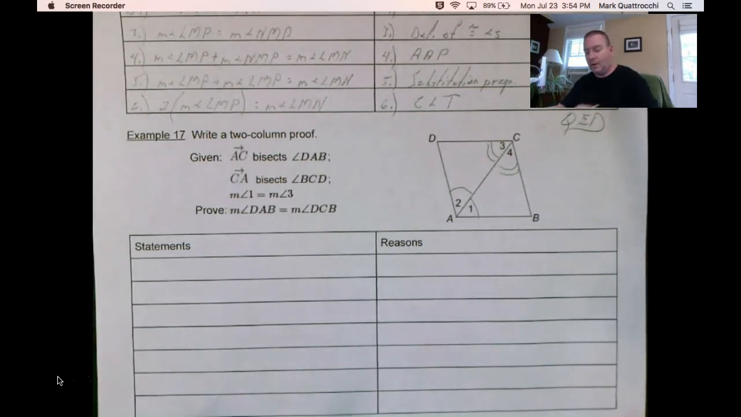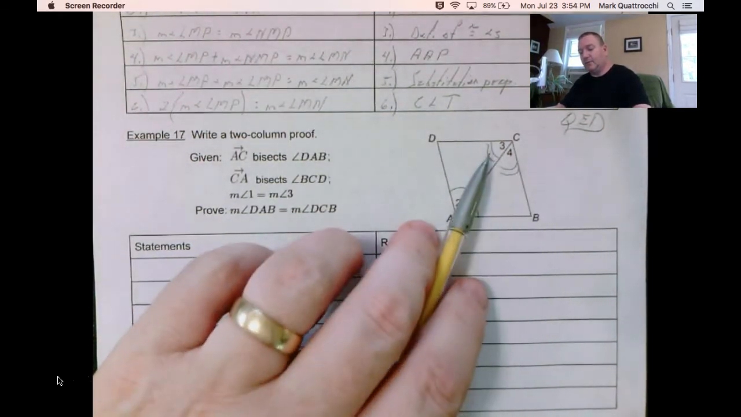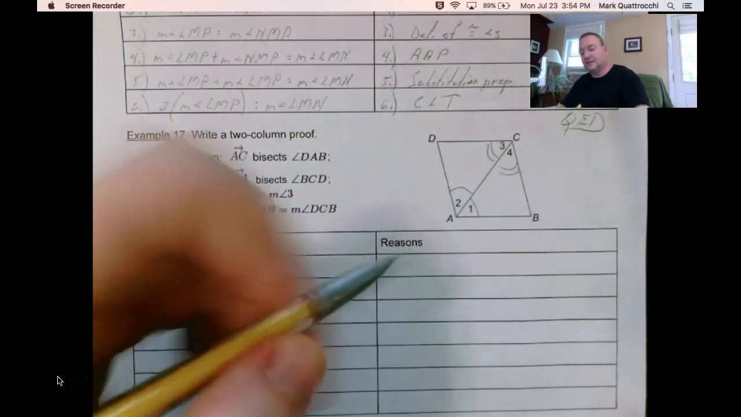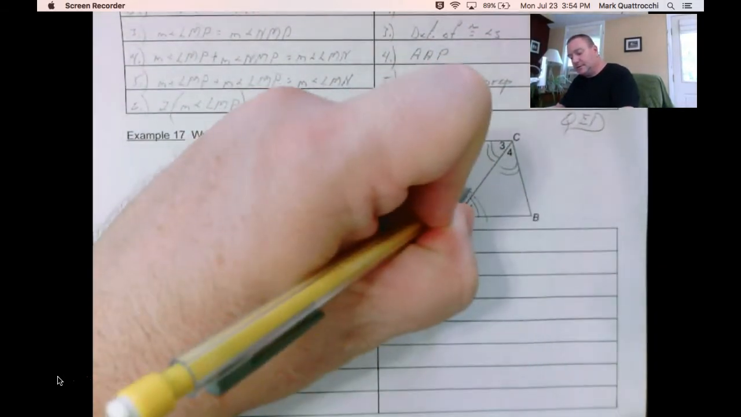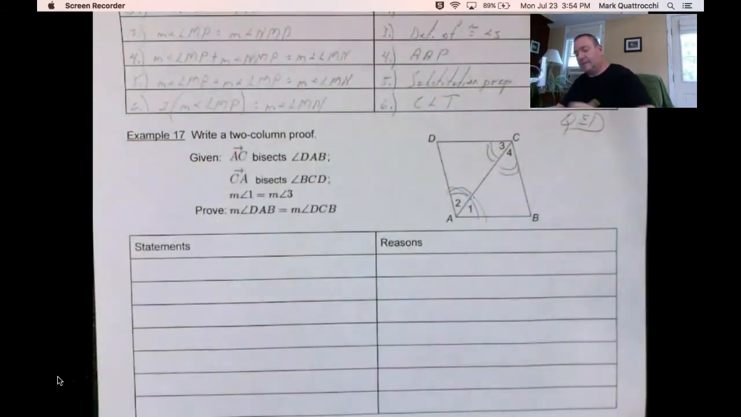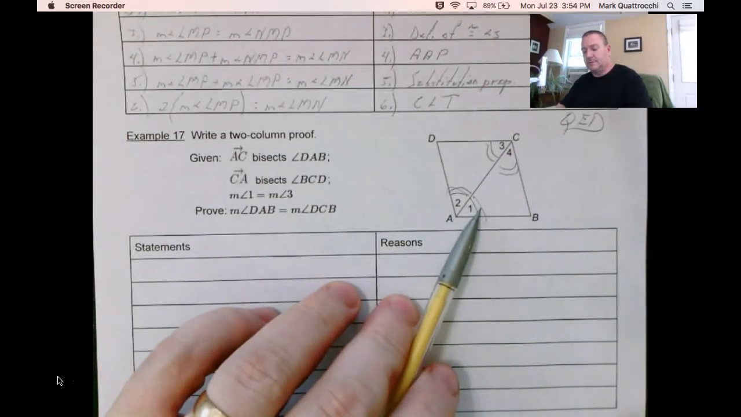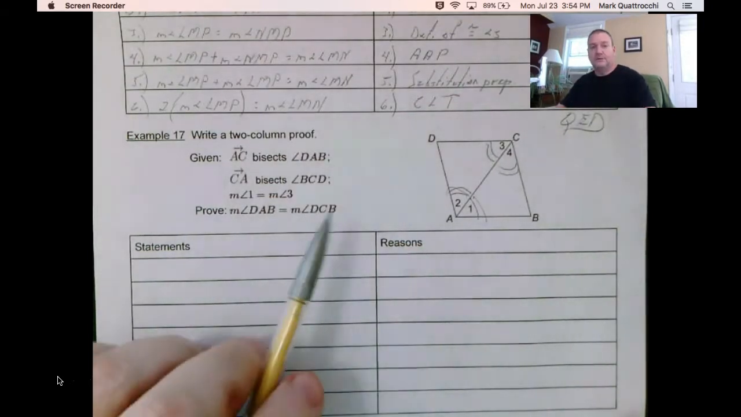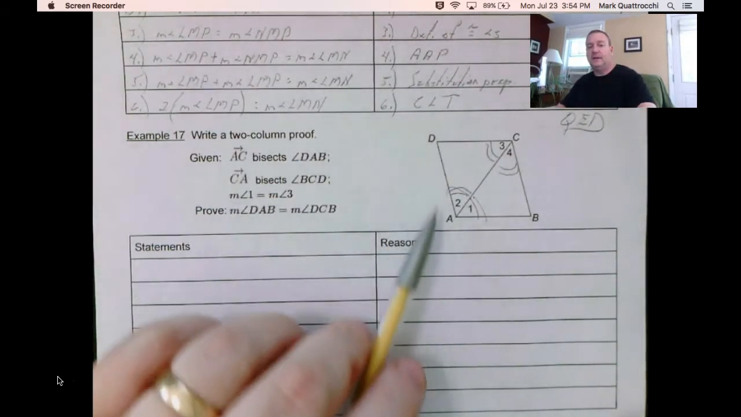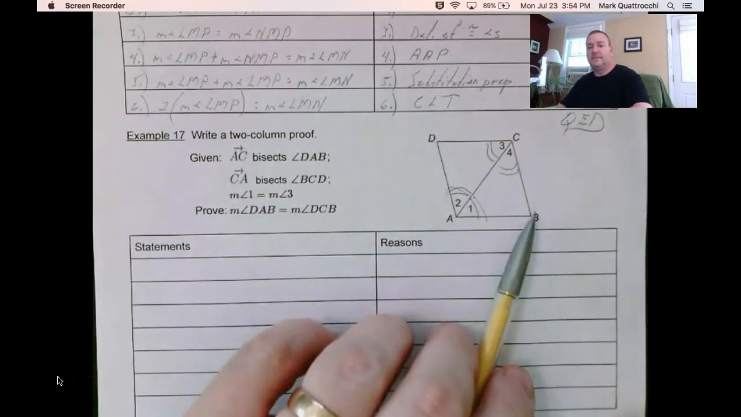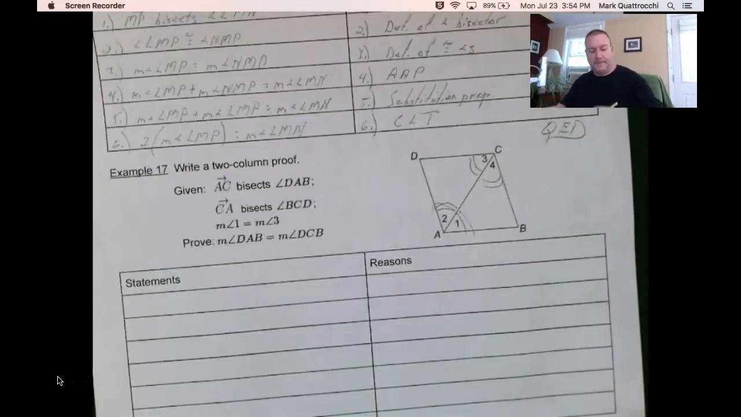We're told that angle 1 is equal to angle 3. So I have 1 tick mark here and 2 tick marks here. I could erase, and it's going to be easier to make this 2 tick marks and this 2 tick marks. So we have 2 tick marks, 2 tick marks, 2 tick marks, 2 tick marks. Our goal is to prove that angle DAB is equal to angle DCB. So let's get to it.